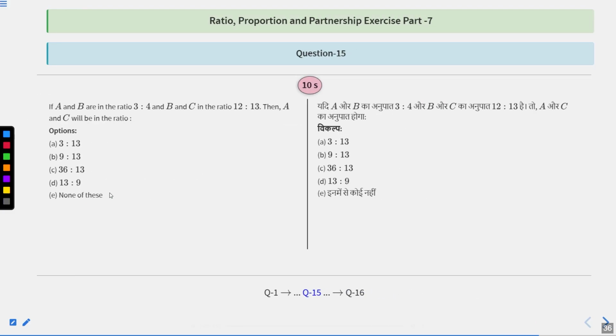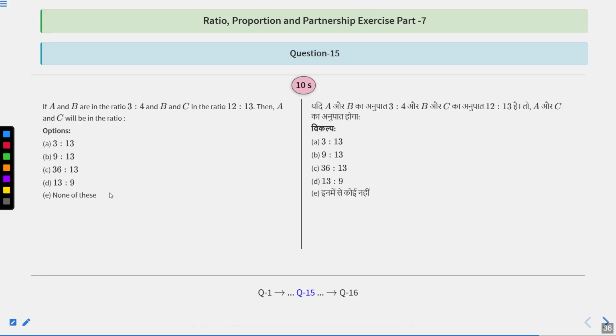Next one. If A and B are in the ratio 3:4 and B and C in the ratio 12:13, then A and C will be in the ratio. You have 5 options and 10 seconds to analyze the question. Your time starts now.